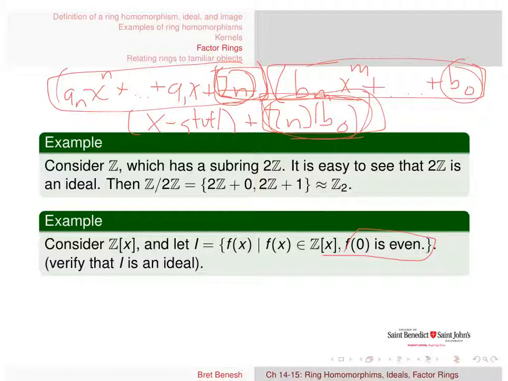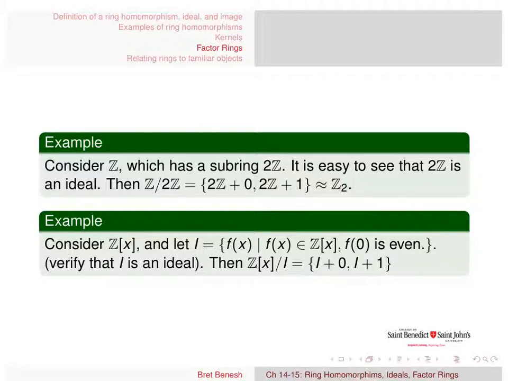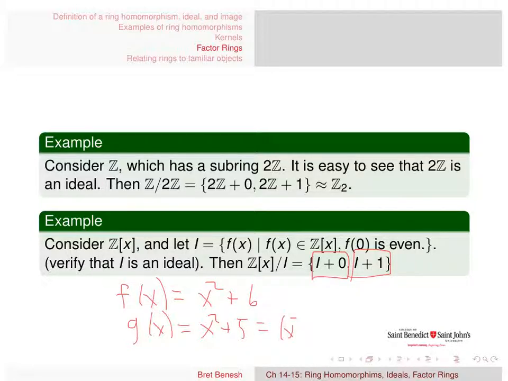This is an ideal. What happens when we quotient? So it's, again, just two elements. What happens? Either you are in the ideal, in which case it's something like x squared plus 6, or if you're not in the ideal, like x squared plus 5, you're almost in the ideal. You're just one off from being in the ideal. Because look, x squared plus 4 is in the ideal. Then if you just add 1, you do that.